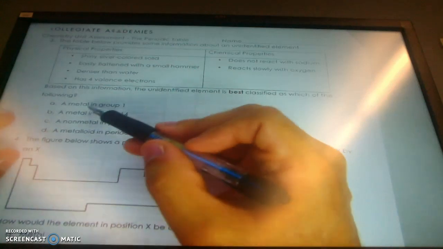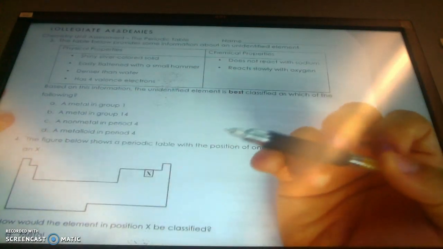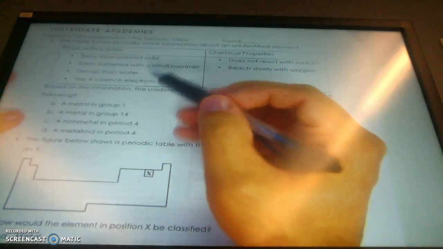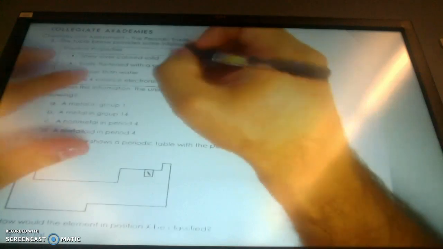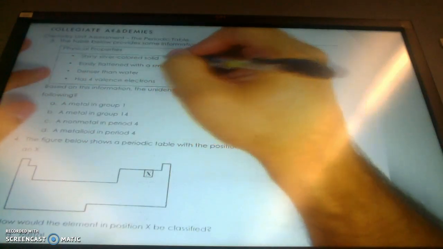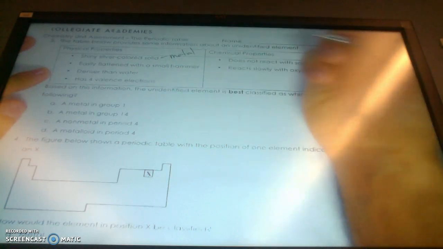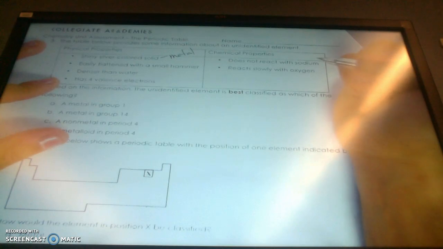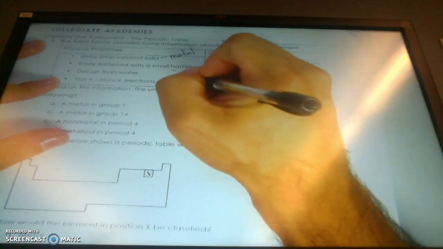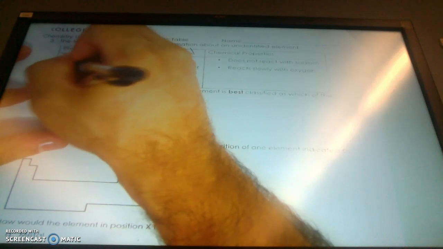Okay, so I see my choices. Two of them are metals, and one's a non-metal and one's a metalloid. So the first thing I want to do is figure out, does this make sense as a metal, a non-metal, or a metalloid? If it's shiny, that means it has luster, so it's probably a metal. And if it's easily flattened with a small hammer, that means it's malleable, so this is also a metal. I'm going to write malleable next to that one.